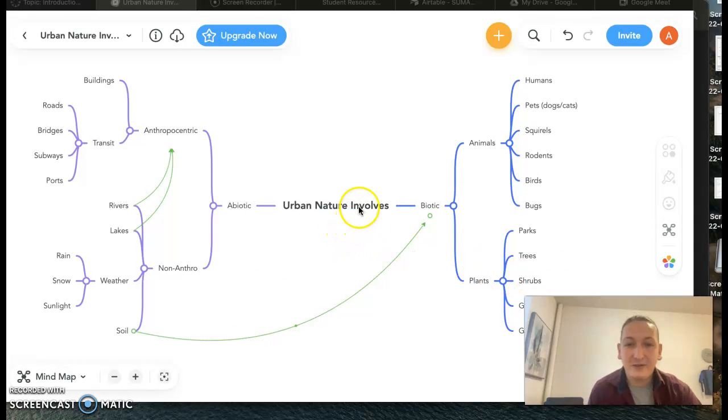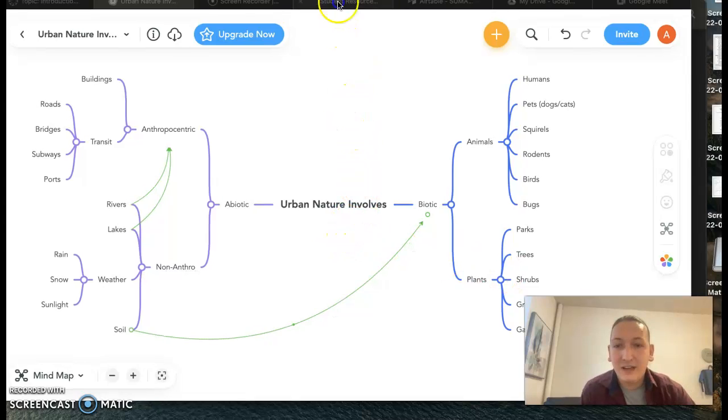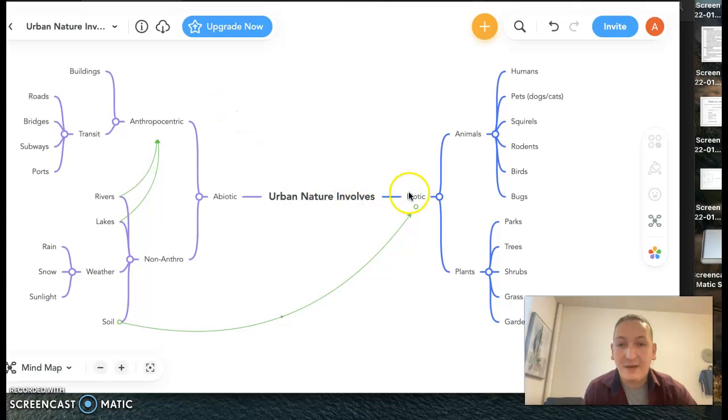Let's see. So as far as the concept map goes, here we are. So I decided to divide it up into biotic and abiotic, which is by far not the most ideal way to do it, but it works. So on the abiotic side, I further divided it up into anthropocentric and non-anthropocentric, with rivers and lakes kind of overlapping there, as those are kind of central to why cities exist in certain places, and also we kind of shape them to our liking sometimes.